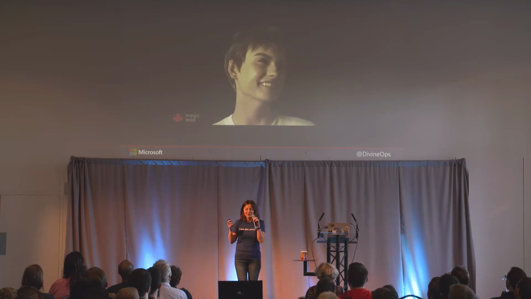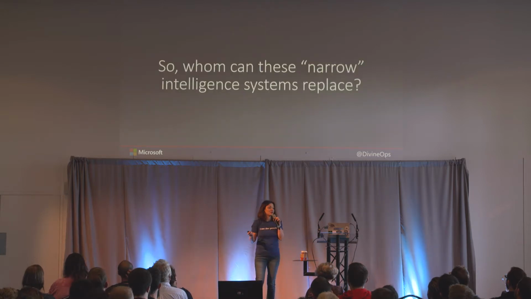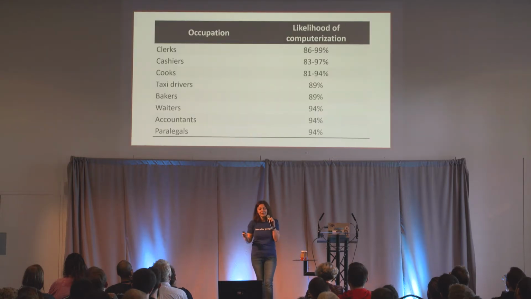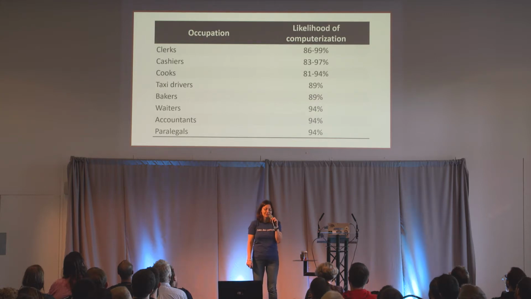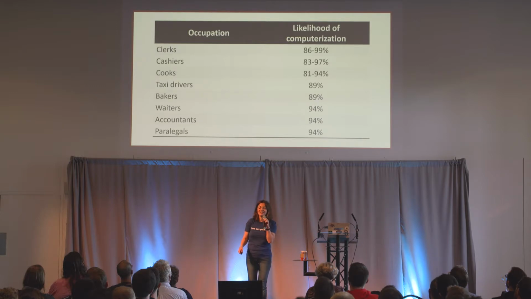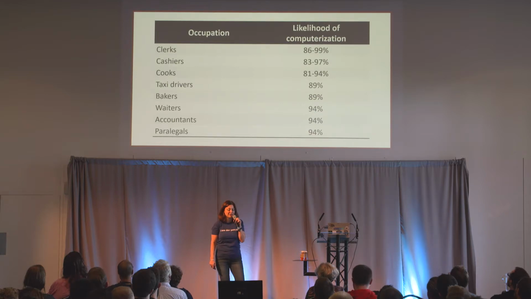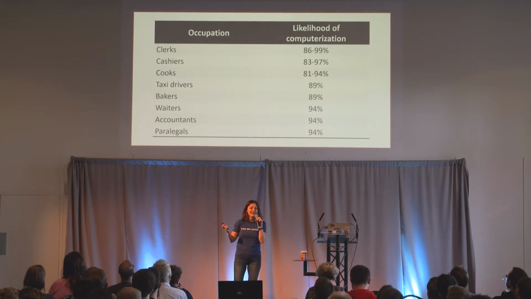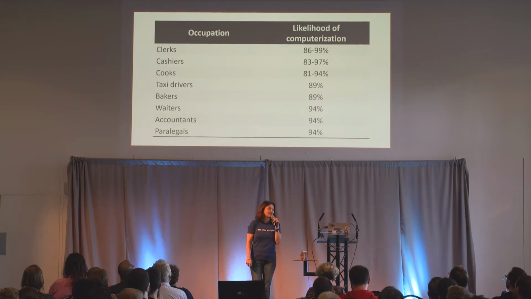Now, this is all great, but these are all narrow systems, right? So maybe we shouldn't worry about it. So this is the likelihood of computerization. This was a study done recently by Oxford University researchers. You will notice that clerks, cashiers, cooks, drivers, bakers, waiters, and accountants, auditors, paralegals, and stuff like that, those people have an 80 to 90%, sometimes up to 100 percent likelihood of automation, right?